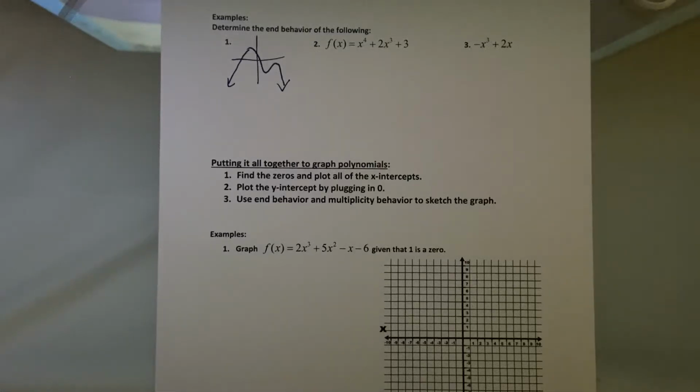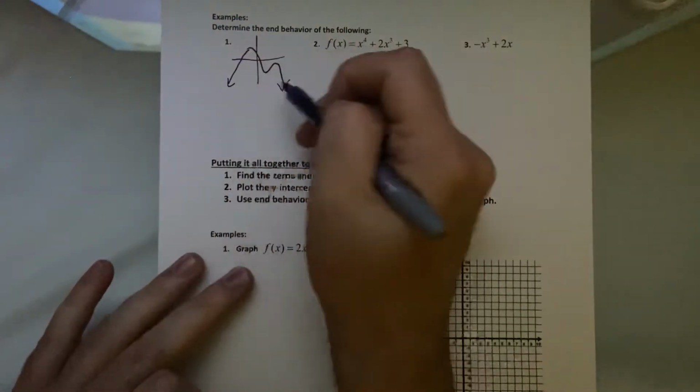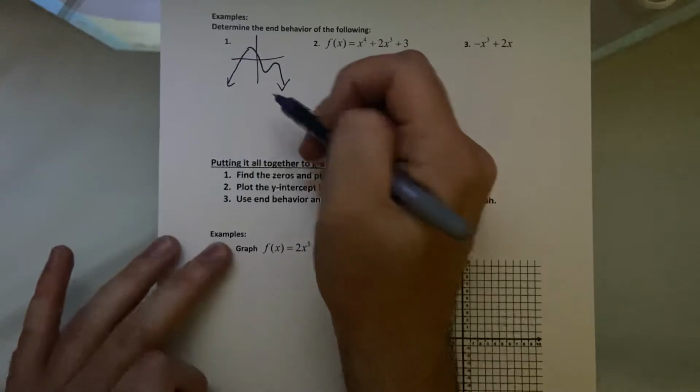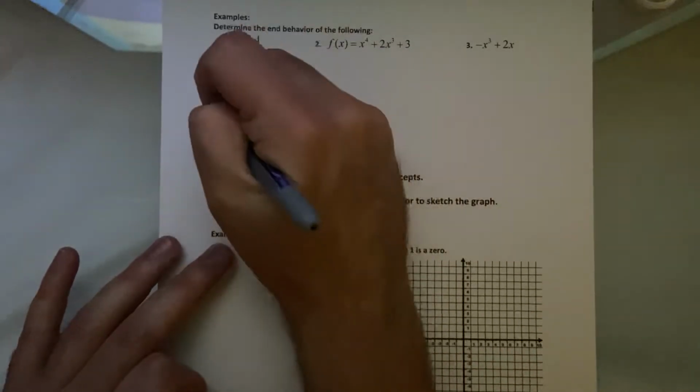Okay guys, let's continue 3.4 and talk about some applications. So if they ask us to determine the end behavior of the following, we'll have some pictures. We could have some equations. Let's do it. If we're just looking at a picture, we can just look and see what it's doing. It looks like it's going down on both sides.